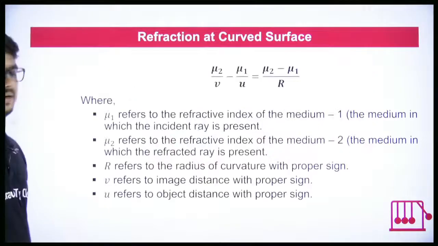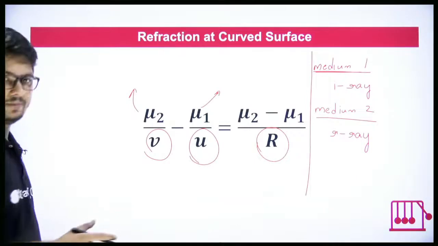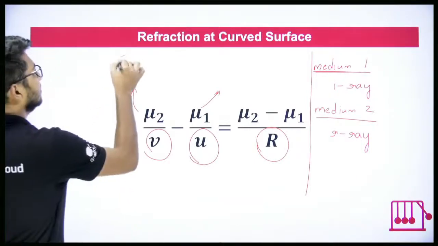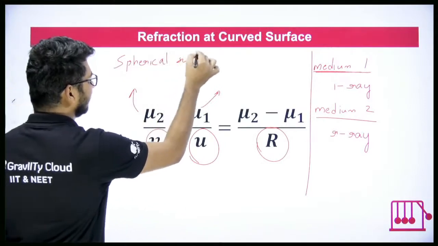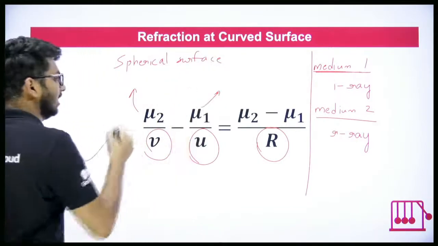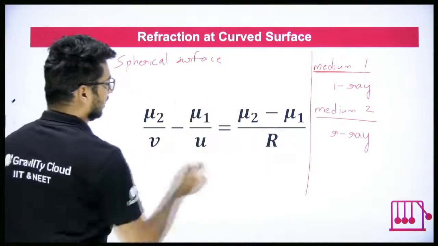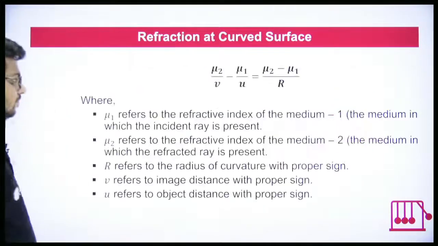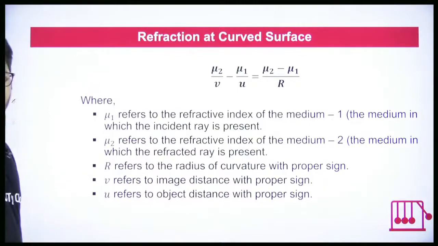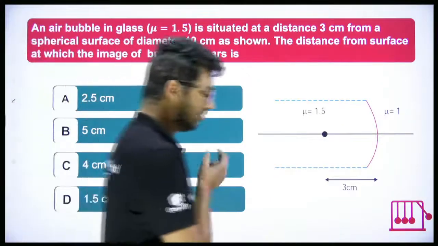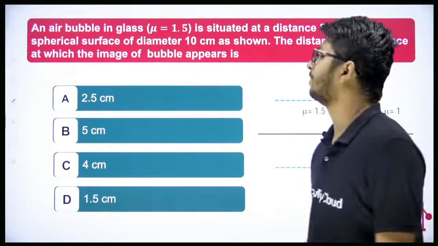And obviously you have both types of surfaces, concave or convex. Everywhere it is applicable. Wherever you have a spherical surface, we say curved, but exactly speaking a spherical surface, this formula is applicable. What the terms mean are given here. We discussed that. So let's very quickly go into the problems. We have one simple problem here. We have options also. Let's try solving it.